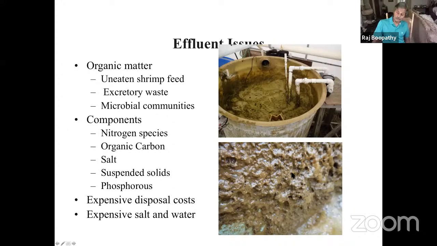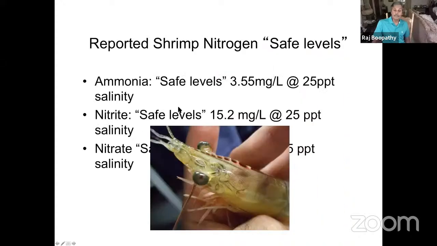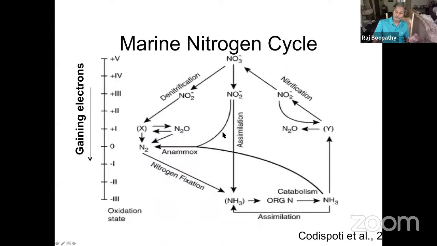We need to use this sludge by growing salt-tolerant plants. So the key point here is you need to make sure that your shrimp, the ammonia level should be below 3.5, nitrite should be below 15.2, and your nitrate is 150 milligrams per liter. So you want to make sure to bring these concentrations down so the shrimp will survive, so you can recycle the water.